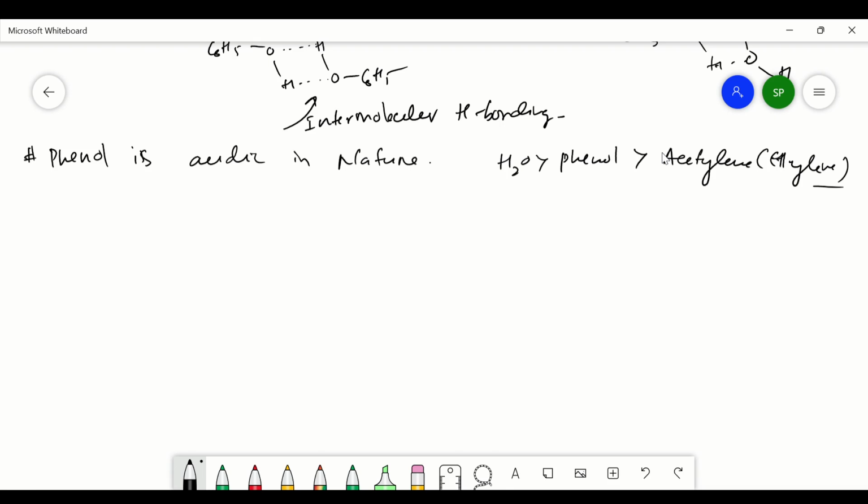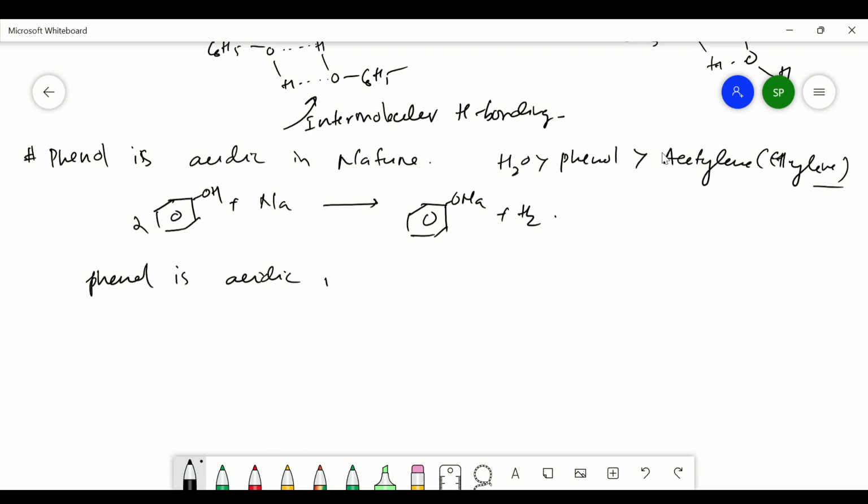We can know the acidic nature like this: an acid has a property that when it reacts with a metal, it produces hydrogen gas. So if we consider reacting this phenol with sodium, this produces sodium phenoxide plus hydrogen. We know there is production of hydrogen gas. So phenol is acidic in nature.